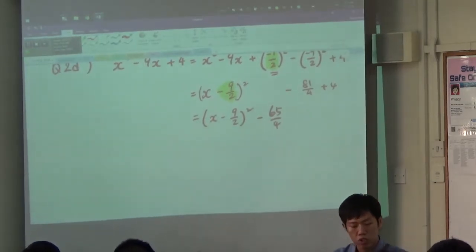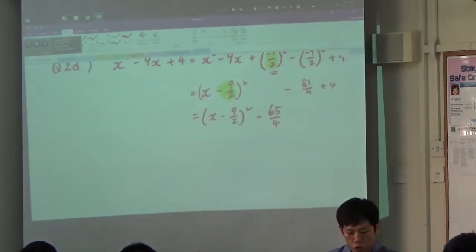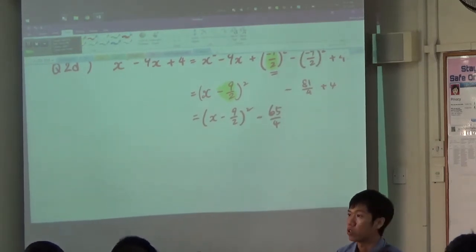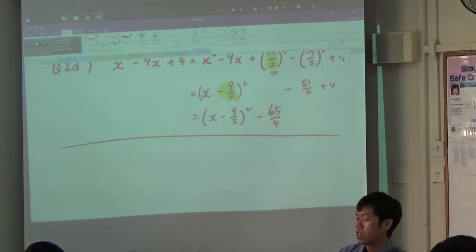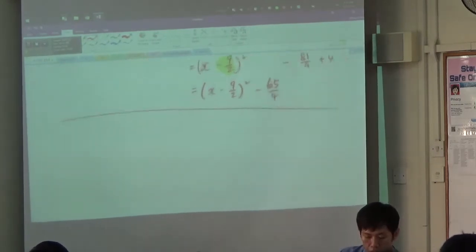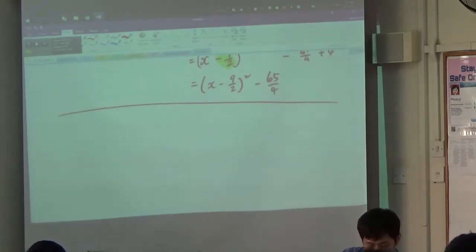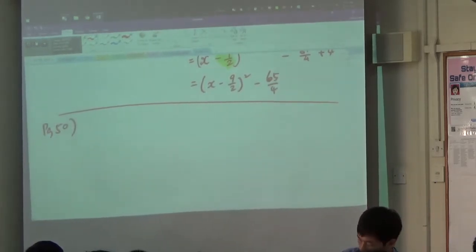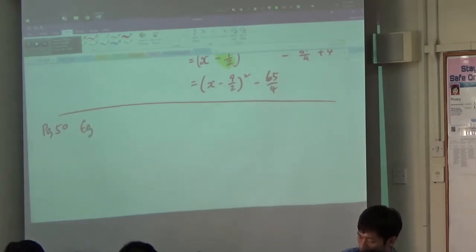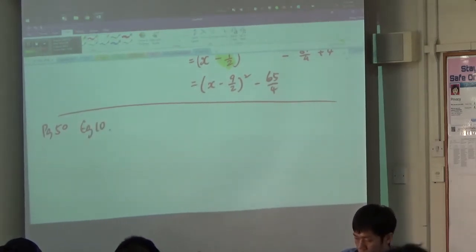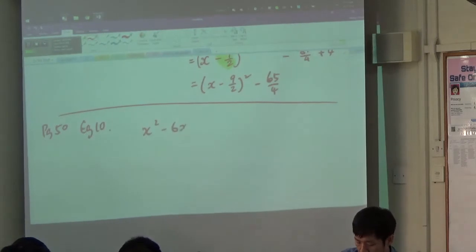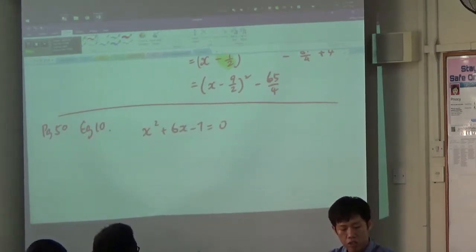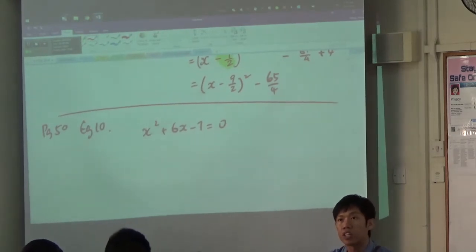Now let's see what we can do after we have learned how to complete the square. Apparently, we can use completing the square to solve quadratic equations. We are trying to find values of x such that the equation is valid. For example, let's go to example 10 in our textbook, page 50. Solve x squared plus 6x minus 7 equals 0. I read the question, it says, solve it by completing the square.